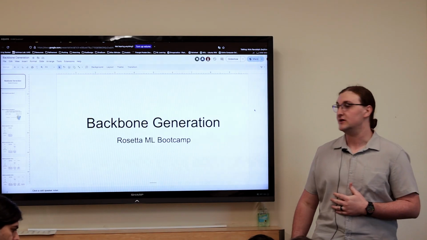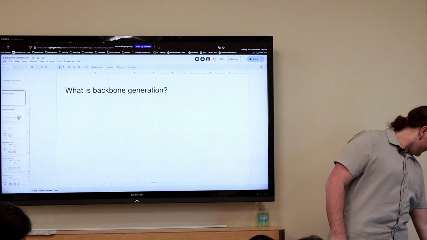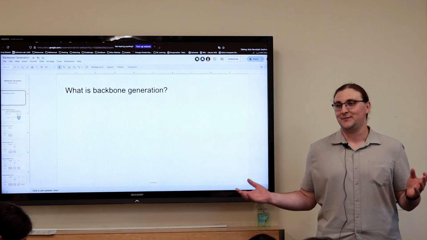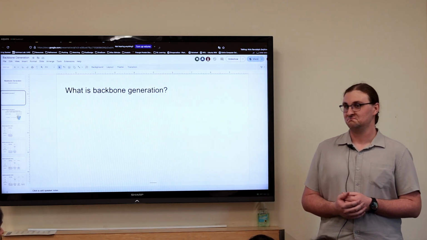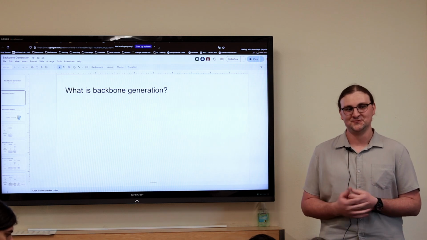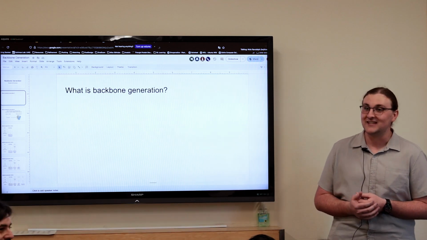Introduction to backbone generation. So, like structure prediction, I want to ask, what is backbone generation? I'm sure you guys have ideas. Can you share some? Come on, it's not that hard. Do you want the snarky answer? It's like generating a backbone? There you go. Yeah, that's what I was looking for.